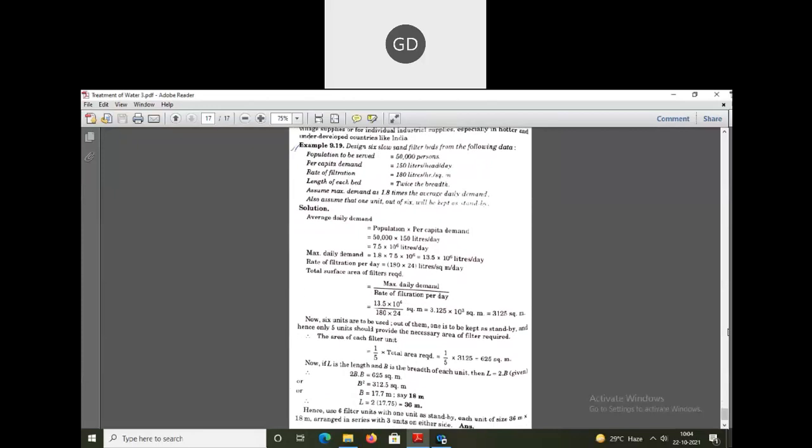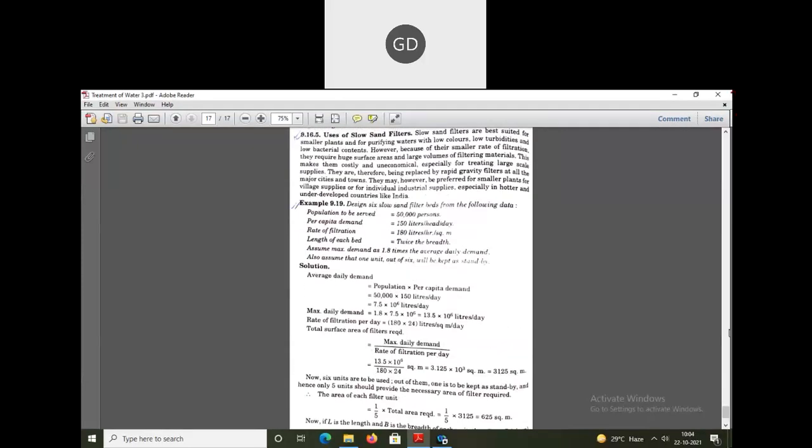Next, there is one numerical. We will go through this numerical, and do rapid sand filters in the next class. Design 6 slow sand filter beds from the following data. The population to be served is 50,000 persons. The per capita demand is 150 liters per head per day. The rate of filtration is 180 liters per hour per square meter.